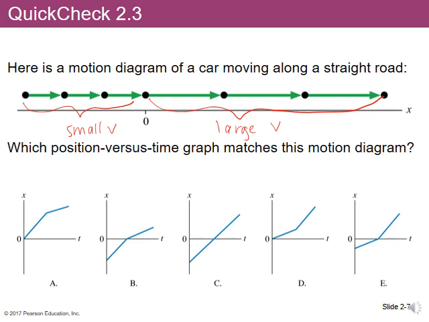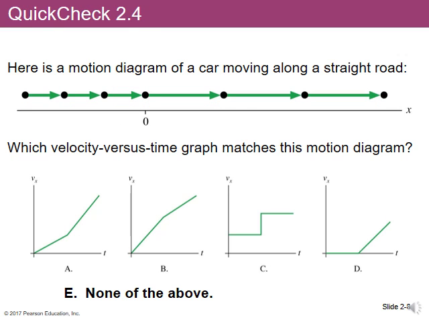What is that going to look like on the position time graph? Well, initially you're going to have a less steep slope that's going to be followed by a more steep slope. You also need to notice where the 0 point is. So initially it starts with a negative position and it moves to a positive position. So the position time graph that matches that is actually E.